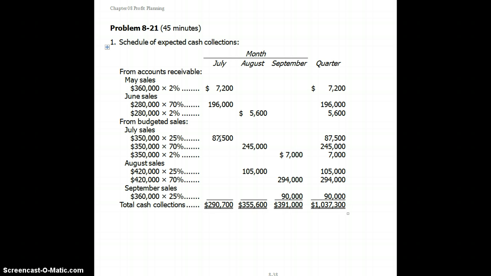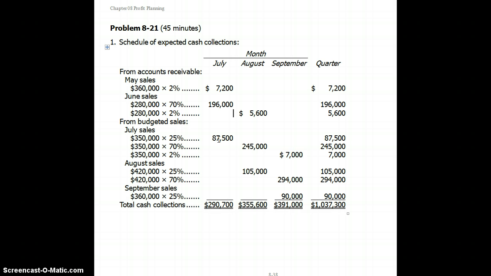For the month of June, which is the month prior, when sales were made in June, 25% of them were collected in June, and the next 70% are collected in July. 70% of $280,000 is $196,000. So all told, when you look at the cash collections for the month of July, you have those from May, June, and July totaling $290,700.